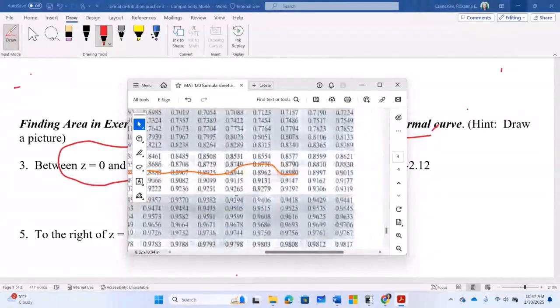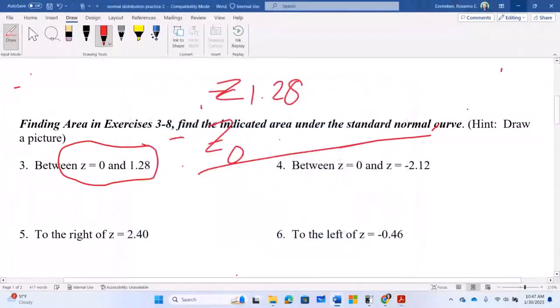So 1.28 is 89.97. 1.28 is actually right here, 89.97, almost 0.9 here. So that is 1.28. I have found that, and then I find 1.0. So if I have this, I subtract the 1.28 from 0.